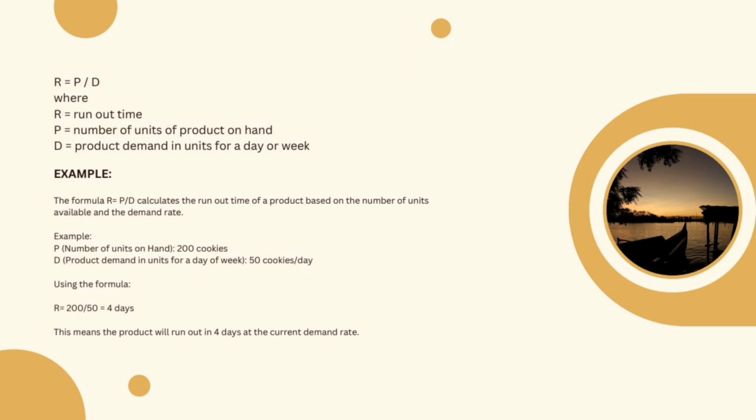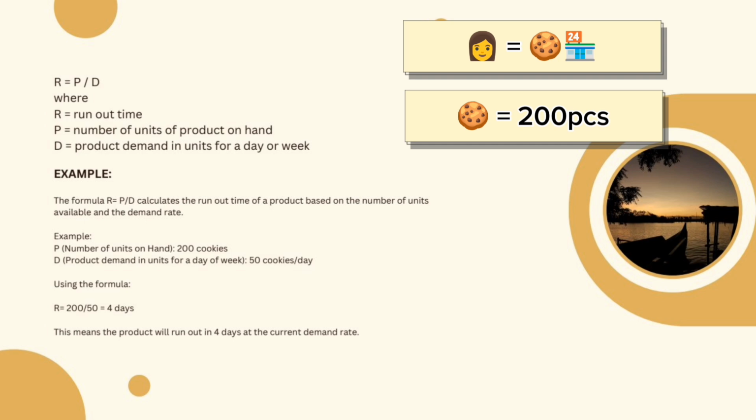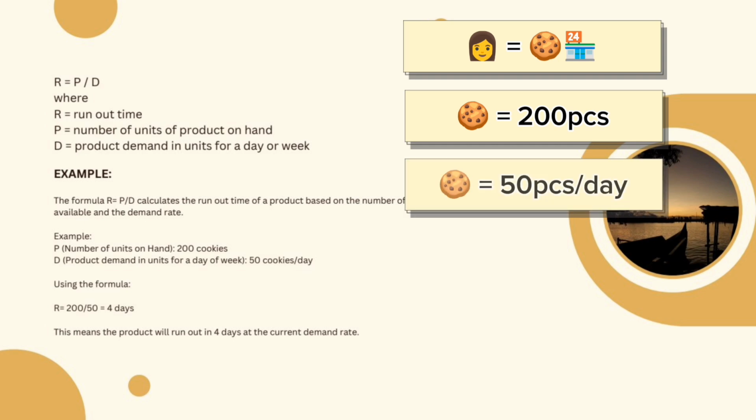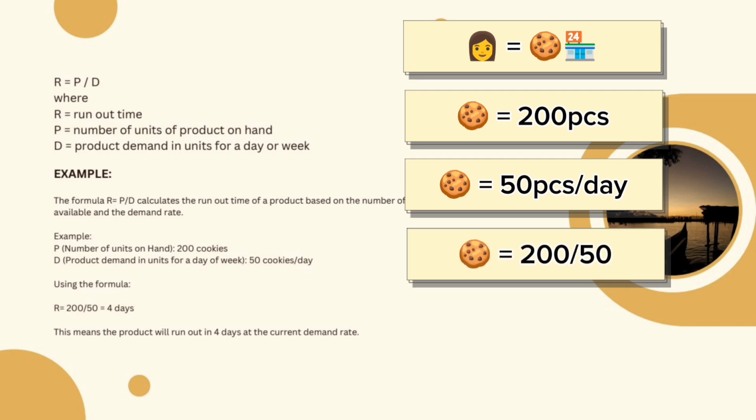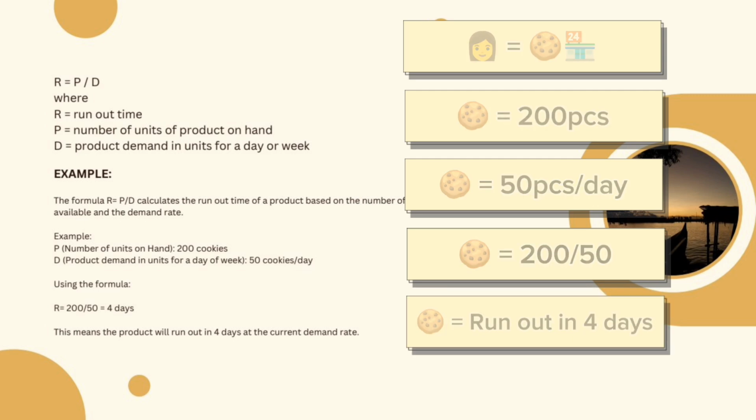For example, let's say in Kimberly's cookie business, she still has 200 cookies on hand, and her cookie demand for a day is 50 pieces. So you are going to divide the 200 pieces of cookies by 50, the demand each day. It means the product will run out in 4 days.